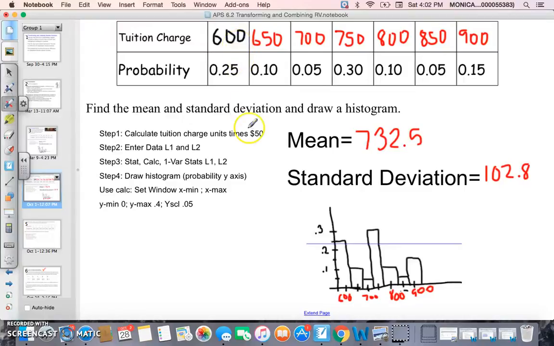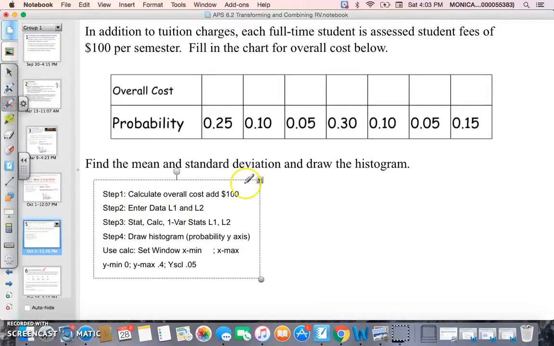So instead of labeling 12, 13, 14, I'm labeling them 600, 650, 700, 750, so on and so forth. So what we said is that the shape is not going to change in the histogram or the graph. The shape of the data isn't going to change. What's going to change is that the constant is being multiplied by the data. Okay, so let's look at another example.